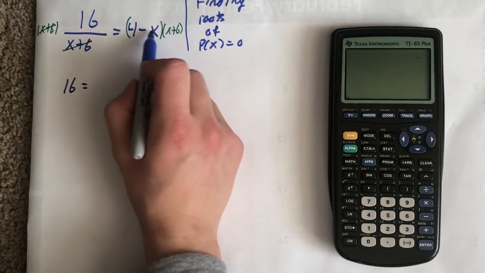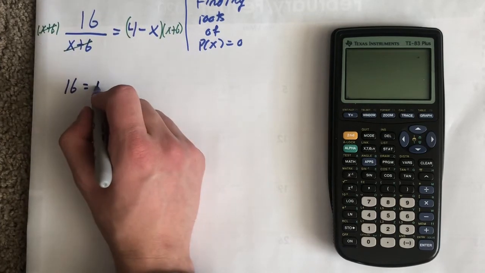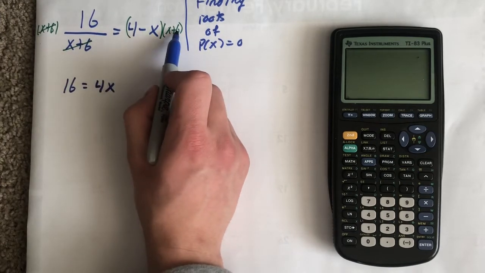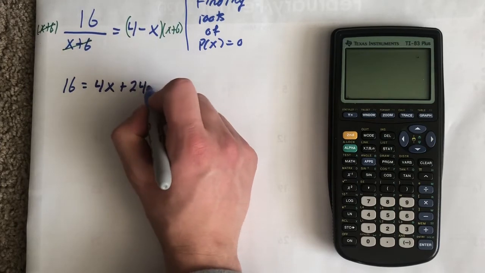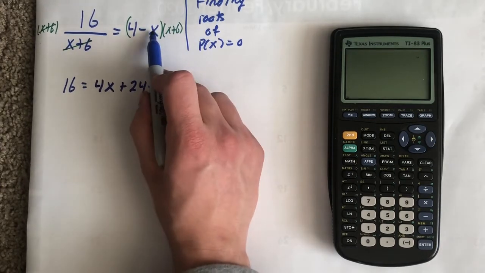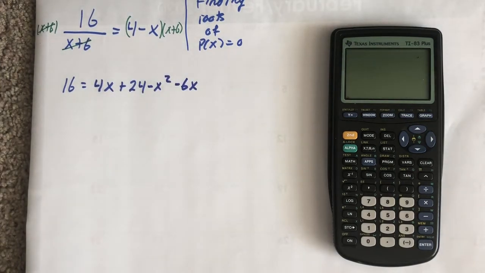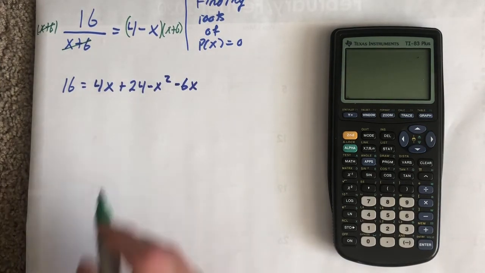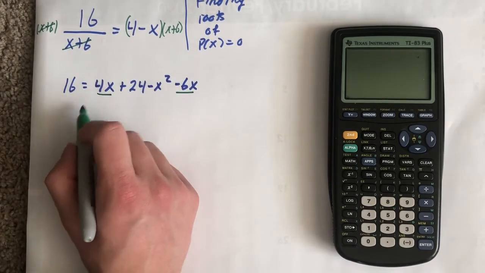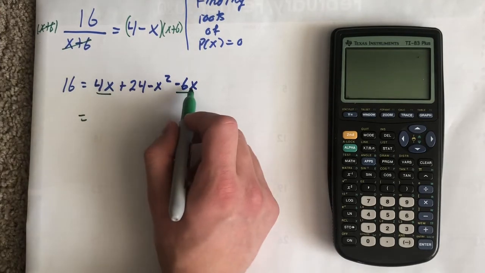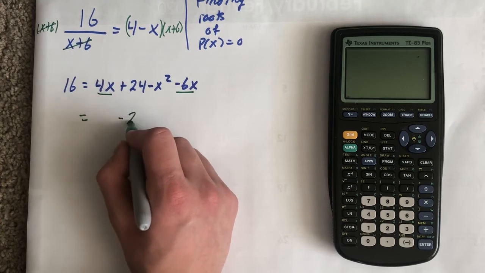equaling, and now I'll probably FOIL this out. So this will give us 4 times x, which gives us 4x. 4 times 6, which gives us 24. Negative x times negative x gives us negative x squared. Negative x times 6 gives us negative 6x. Now before I move that 16, I'm going to combine like terms. So my like terms are 4x and negative 6x. When I combine those two, I get 4x minus 6x, which gives us negative 2x.